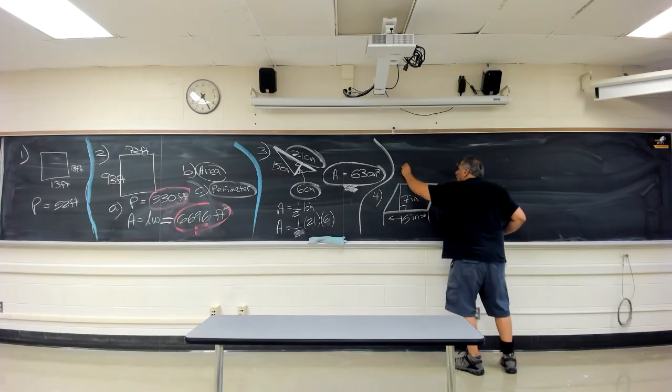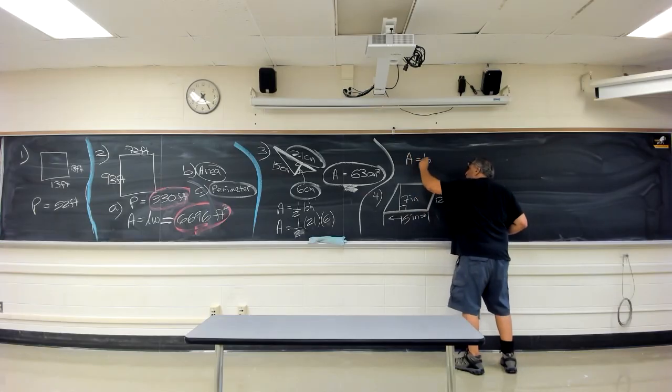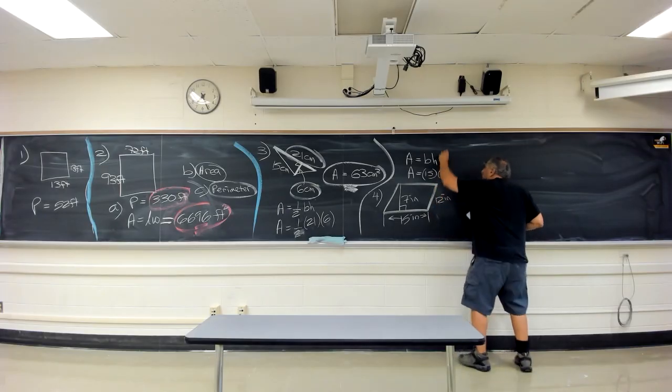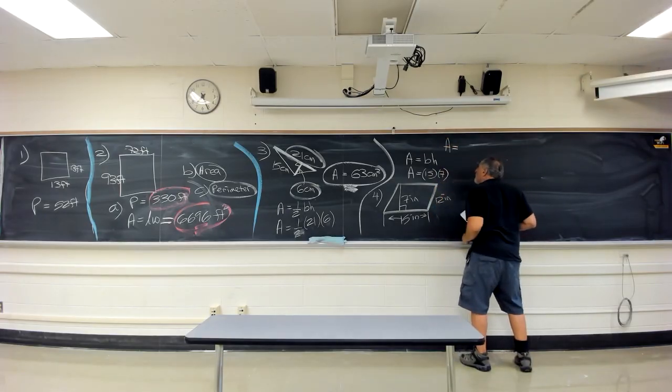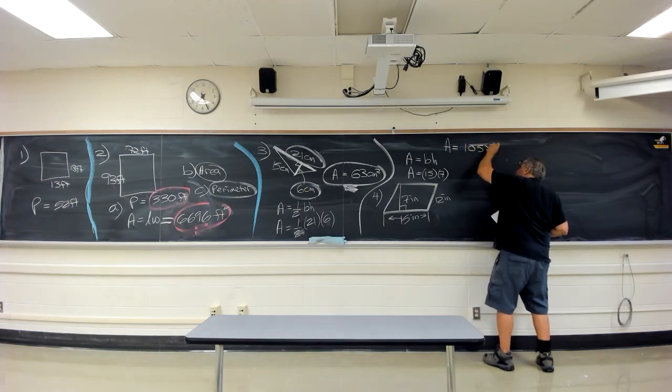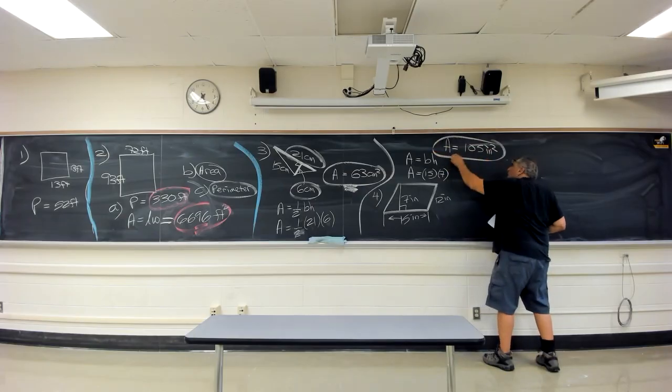It's going to be area is base times height. The base is 15. The height is 7. And that's going to be it. That's going to take you there. So what we got here is base is 15, height is 7. 7 times 15, 105. Inches by inches. We've talked about this. We talked about that.